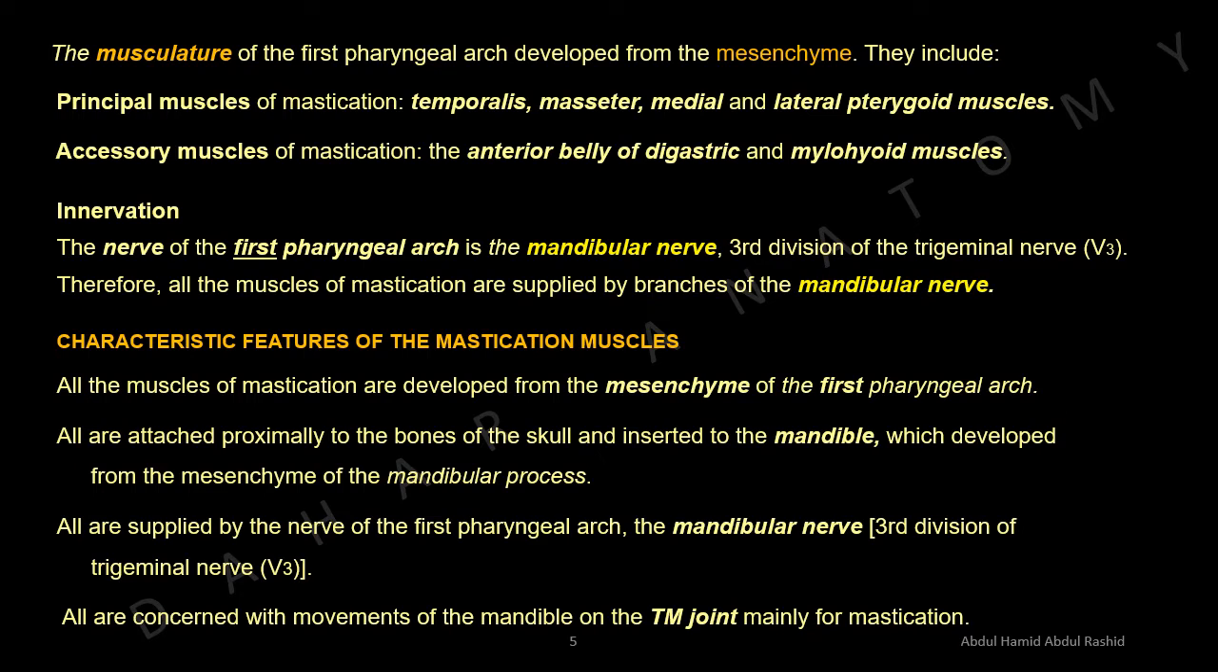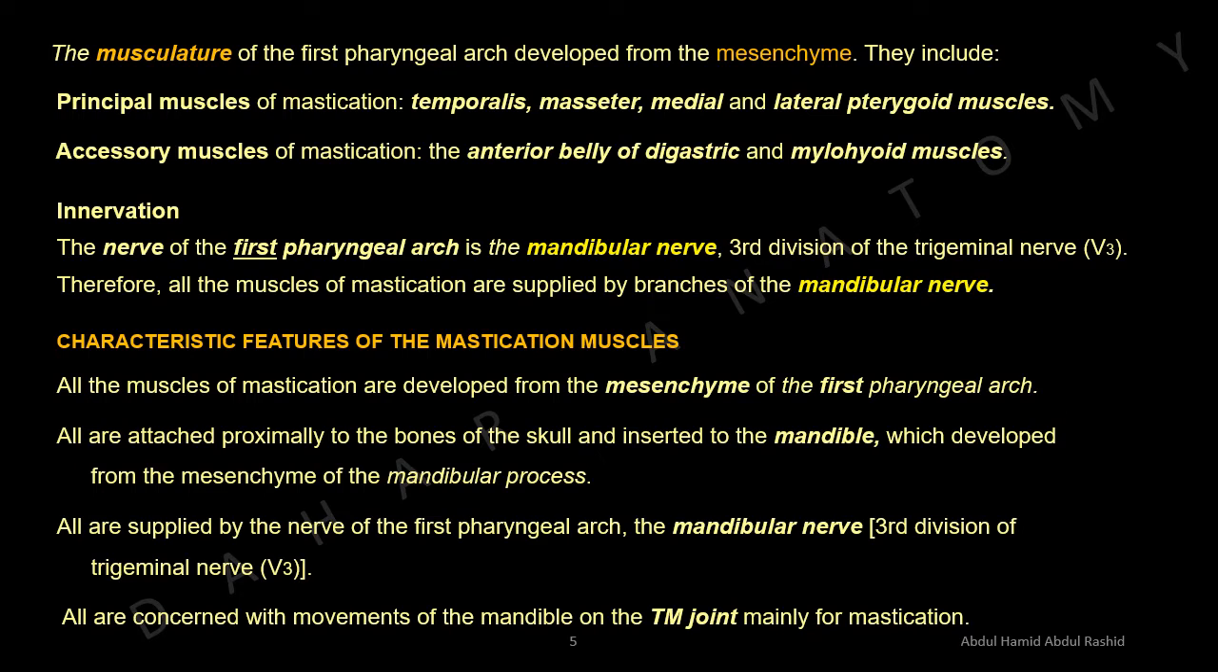Innervation. The nerve of the first pharyngeal arch is the mandibular nerve, that is the third division of the trigeminal nerve, V3. Therefore, all the muscles of mastication are supplied by branches of the mandibular nerve. Characteristic features of the mastication muscles. All the muscles of mastication are developed from the mesenchyme of the first pharyngeal arch.